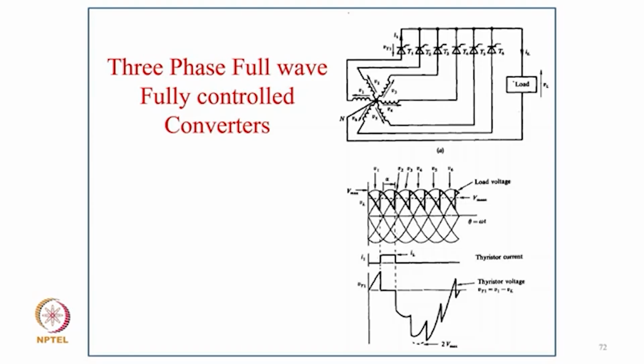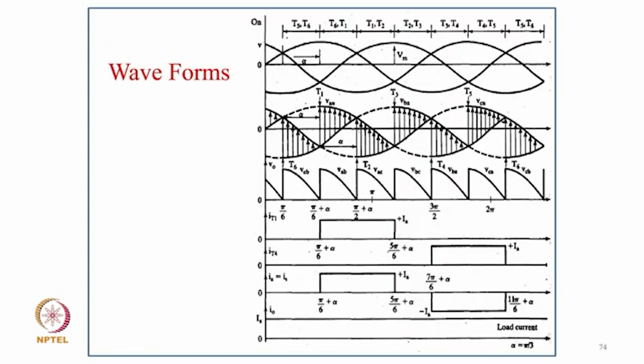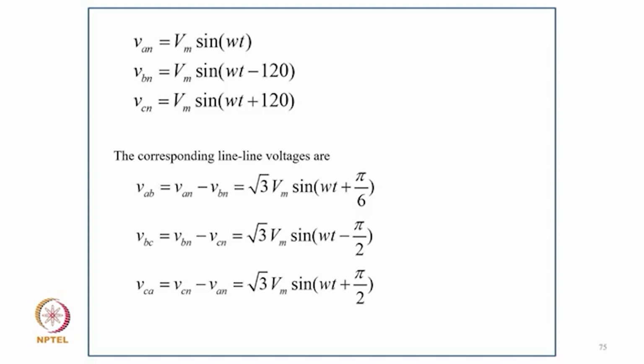Coming to the 3-phase full wave fully controlled converter, you can clearly see how the output voltage, how typically the diode current or load current, the function of load current or supply current, and the thyristor voltage behave. This is a 3-phase fully controlled bridge converter and its typical waveform. So you can clearly see how the thyristor current conducts for 120 degrees, how the supply current, in terms of constant load current, and how the output voltage appear.